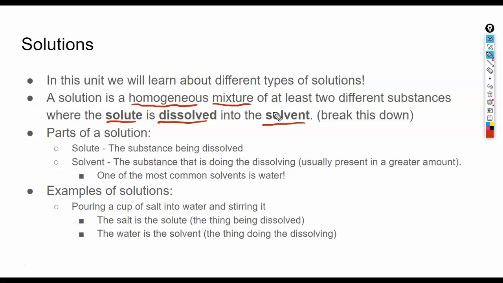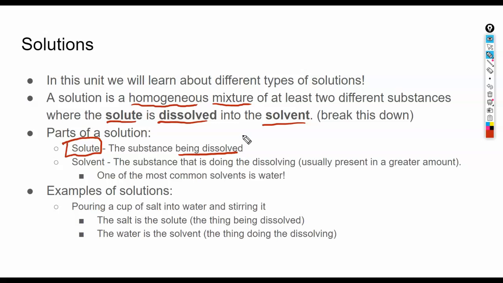Let's talk about what these vocabulary terms mean. A solution is a homogeneous mixture of at least two different substances where the solute is dissolved into the solvent. So what do I mean by solute? The solute is whatever it is that is being dissolved. A lot of the time when you talk about solutions, you're talking about something being dissolved into water. In the example where you put salt into water, the salt would be the solute. That is the thing that is being dissolved.